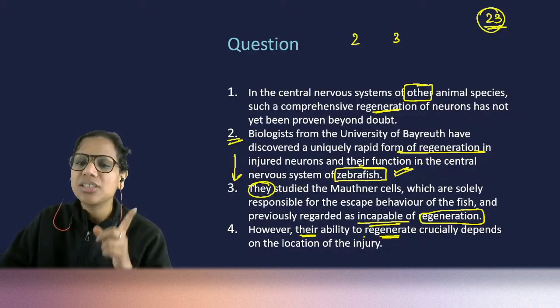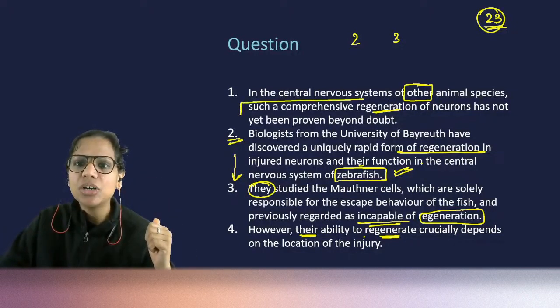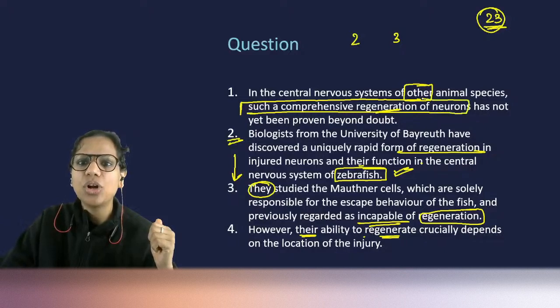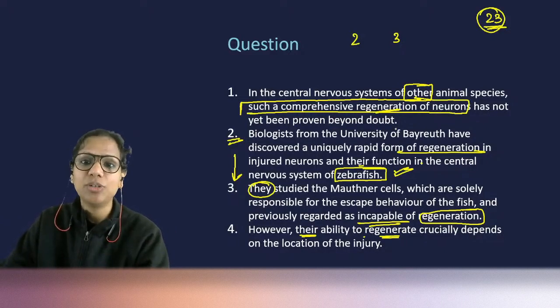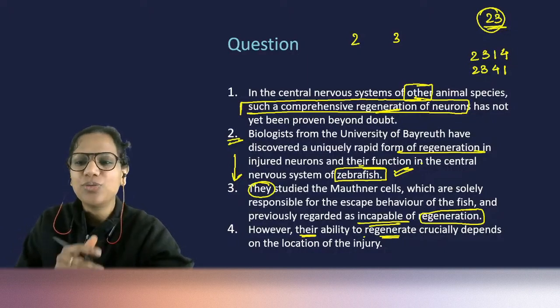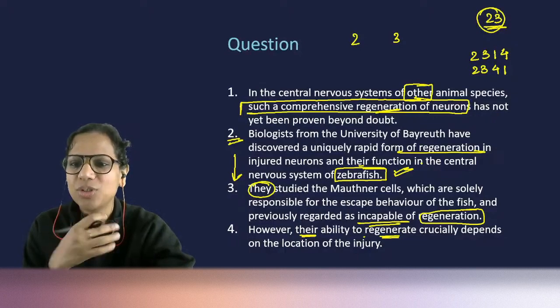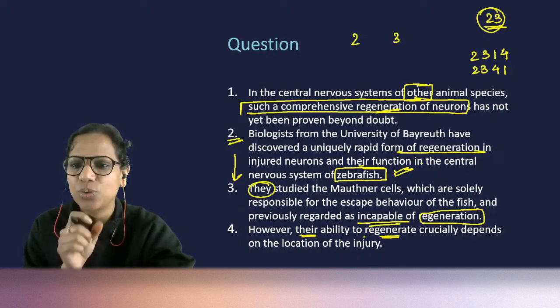In the central nervous systems of other animal species, such a comprehensive regeneration of neurons has not yet been proven beyond doubt. So tell me, should it be 2314 or should it be 2341? Yes, 2314 or 2341? Chirag says 14, Abhishek 41, Saloni 14.